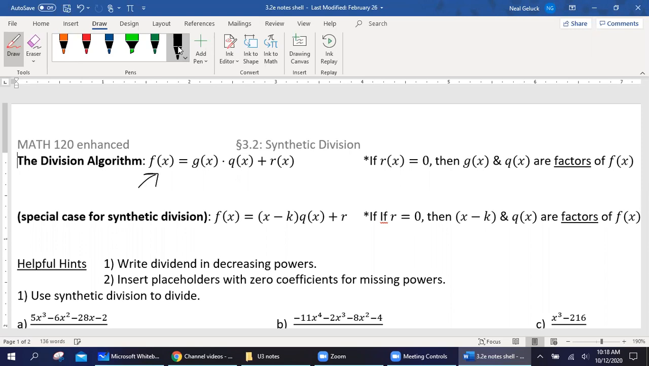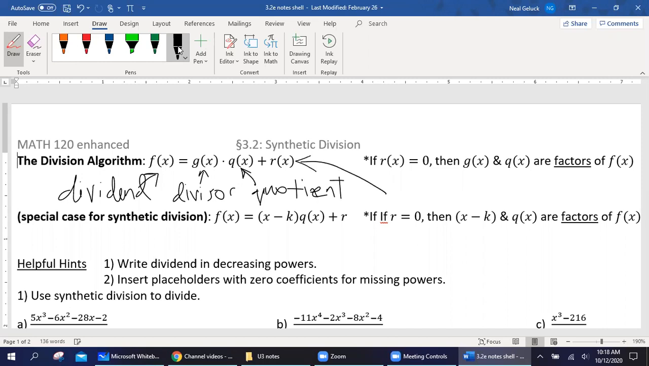f(x) is my dividend. I'm going to bring back some old terms here that you may not have heard for a while. g(x) is my divisor. q(x) is my quotient. Terribly written, but that's my quotient. And r(x) is my remainder.